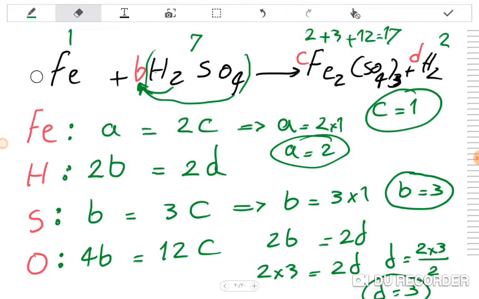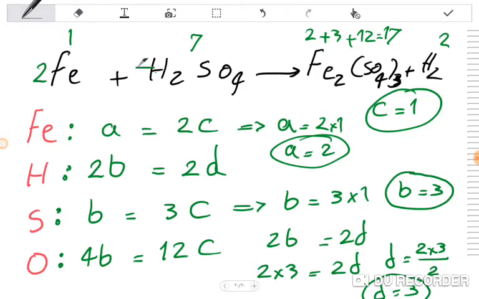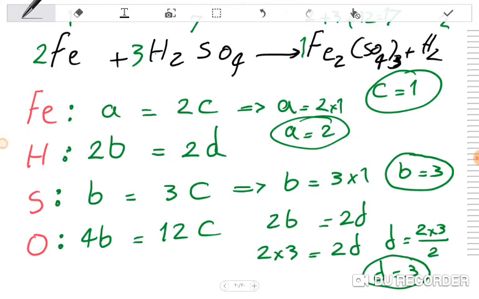Now we write the coefficients. In front of Fe, we write 2. In front of H2SO4, we write 3. In front of Fe2(SO4)3 is 1, we don't write it. In front of H2, D is equal to 3. The equation is balanced. Okay?